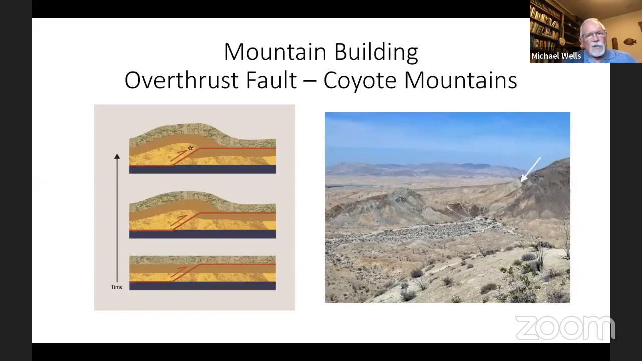And another aspect of mountain building is an overthrust fault. And there's an area in the southern part of Anza Borrego in the Coyote Mountains where you can see a good example of an overthrust fault. And that's where one tectonic plate is being pushed up and over another one. And when that happens, older sediments, which are on the bottom of the overthrusting fault, can go above younger sediments. And that's usually the reverse of what we see in geology, where we usually see newer deposits on top of older deposits. So this is called a nonconformity.